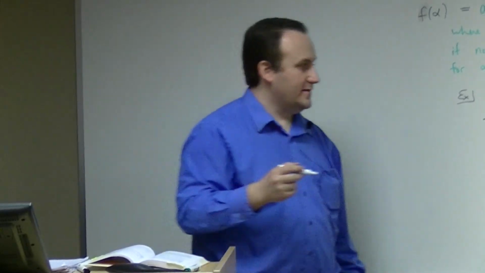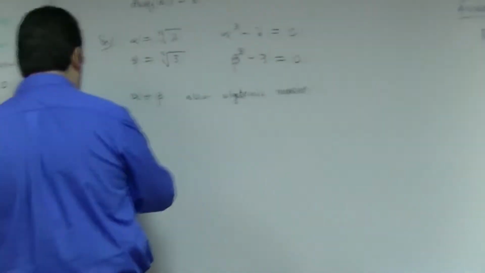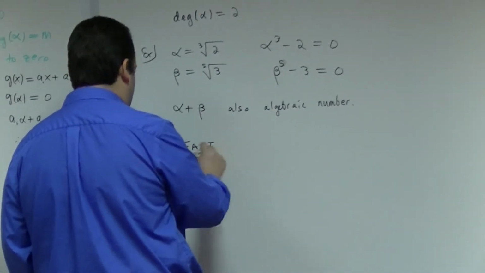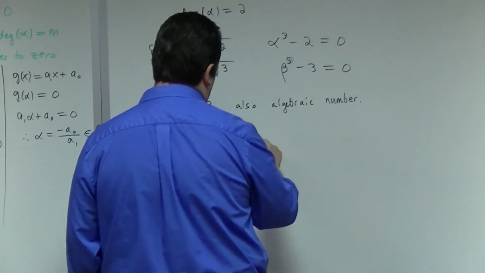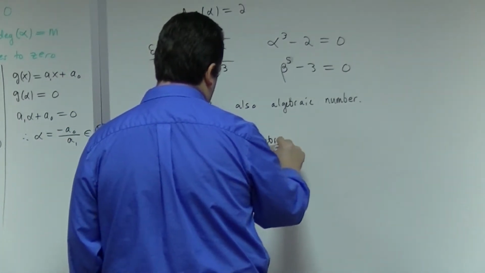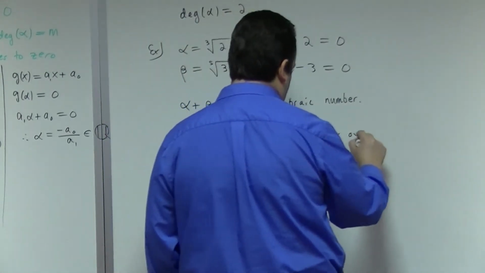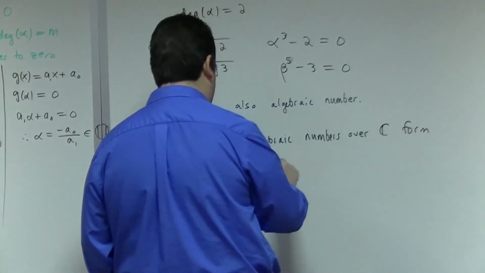So, in fact, and this is not even proved in this book, but it can be shown. So here's just a fun fact for you. Fun facts are those ones which we don't prove. Fun fact: the algebraic numbers over C form a field.